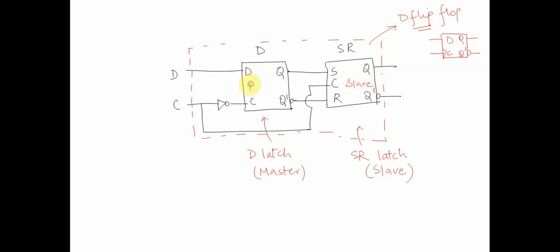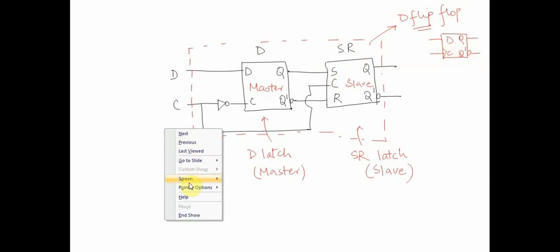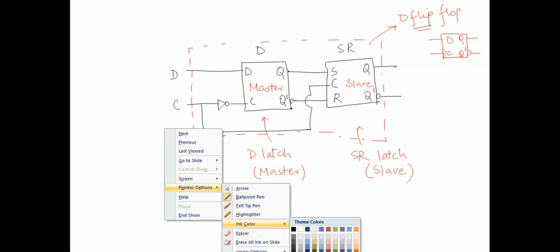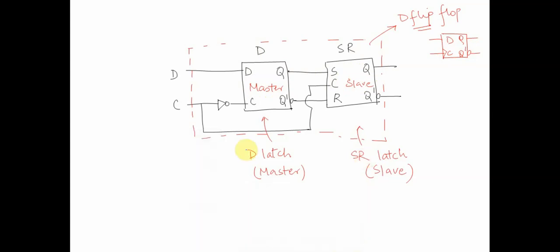Let's try to look at the functionality of this particular device, which we are calling a D flip-flop, and see how it differs from a normal latch, and how the functionality of this circuit changes as compared to a simple latch. Okay, now let's see what happens whenever C is equal to 0. Let's assume a case where C is equal to 0.